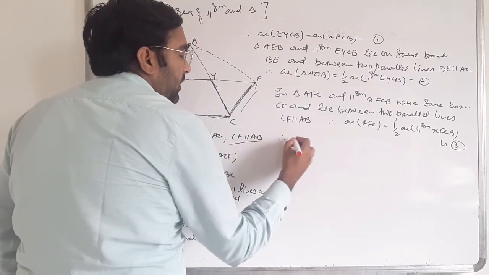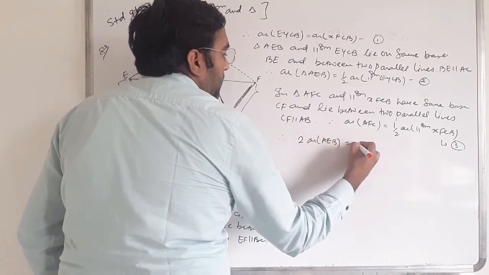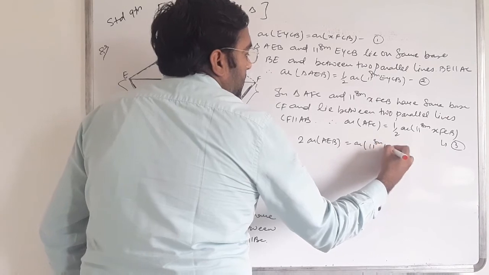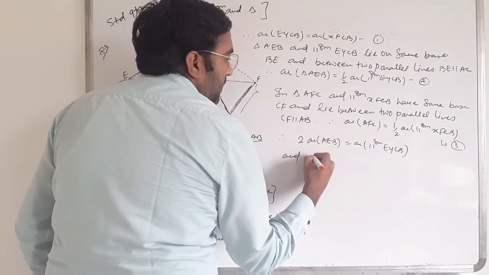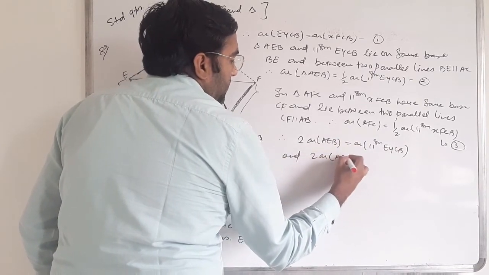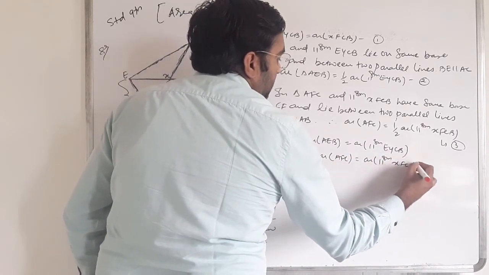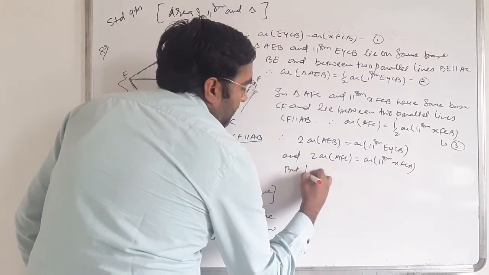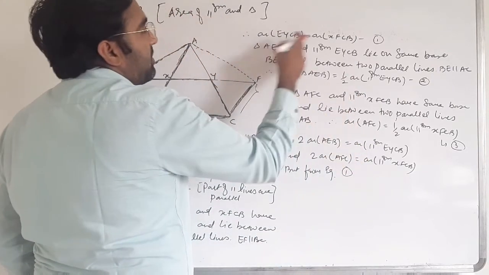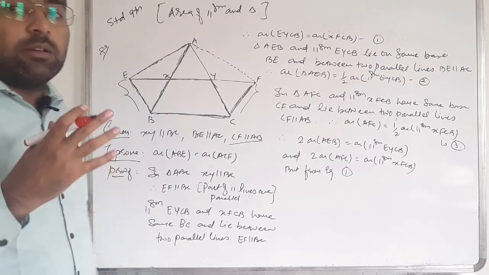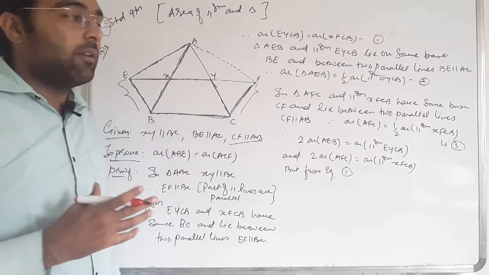So therefore 2 times area of AEB is equal to the area of parallelogram EYCB, and from equation 3, 2 times area of AFC is equal to the area of parallelogram XFCB. But from equation 1 we see that EYCB and XFCB, both parallelograms, are on the same base and lie between two parallel lines, therefore their areas are equal.